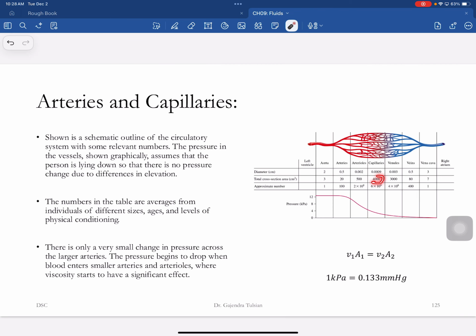So see, here are the crucial numbers. The area of cross section increases by a factor of 1,000. When the area increases, the blood velocity decreases.